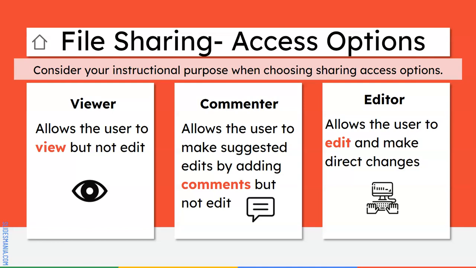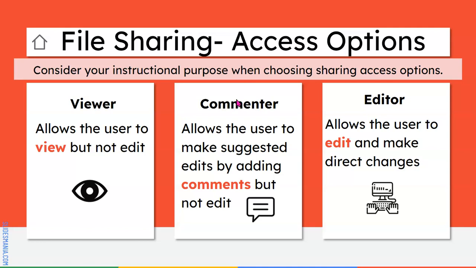If you only want users to see the file and not be able to edit the file, you're going to select the Viewer option. If you want other users to be able to leave comments that don't change or edit the file, you will select the Commenter option. The comments that other users leave will appear in the right-hand margin of the file, but users will not be able to make any changes to the file itself.